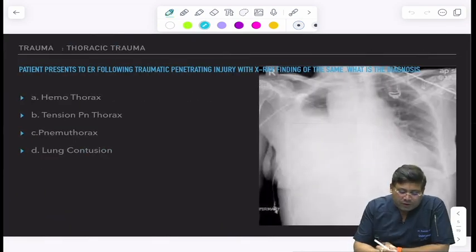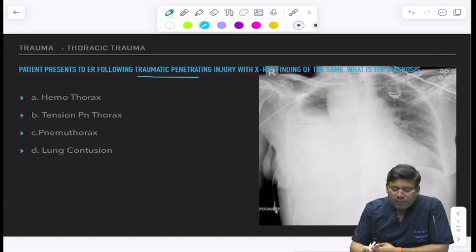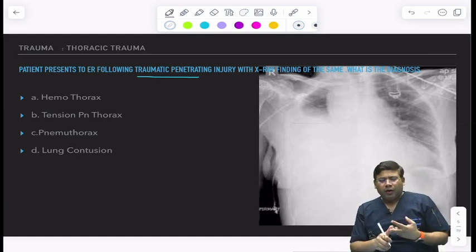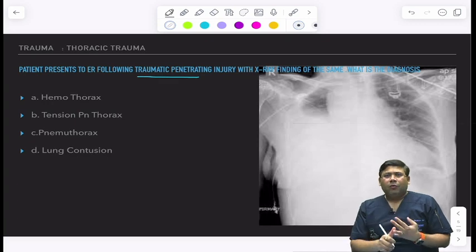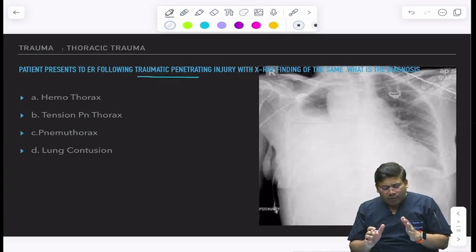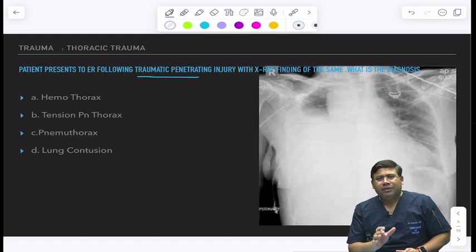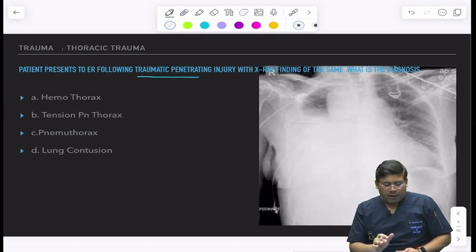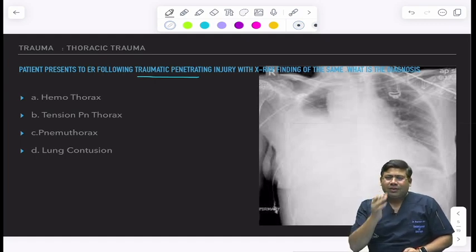Now we get a question that a patient is presenting to you with penetrating thoracic trauma with the following image. So whenever we talk about penetrating thoracic trauma, you know that there could be pleural injury, there could be pericardial injury, and there could be diaphragmatic injury. Majority of the patients of diaphragmatic injury are asymptomatic. However, let us try to understand what could be the classical presentation.